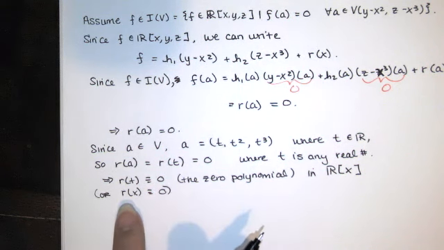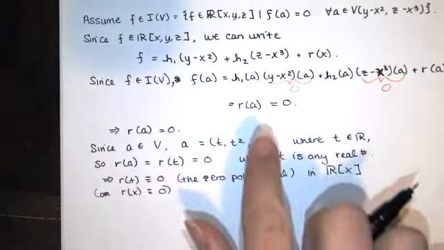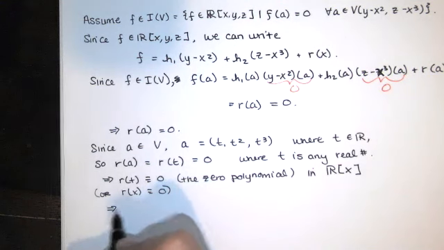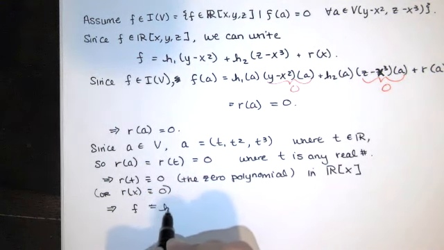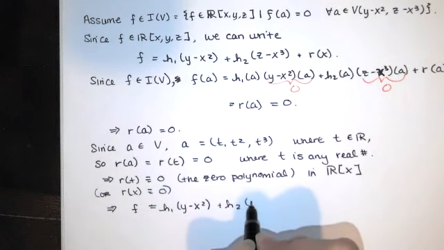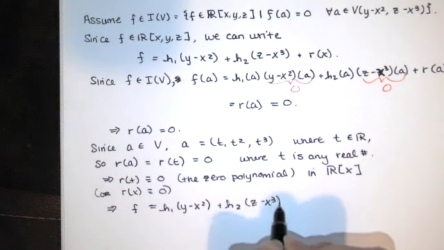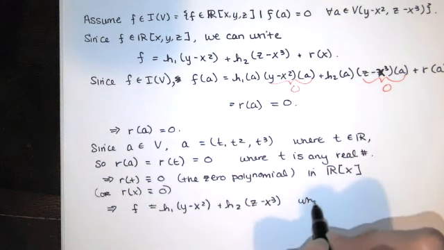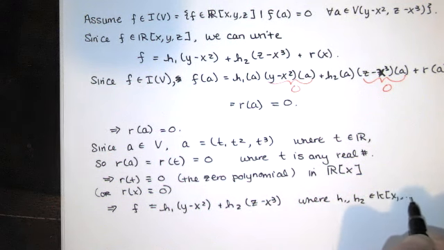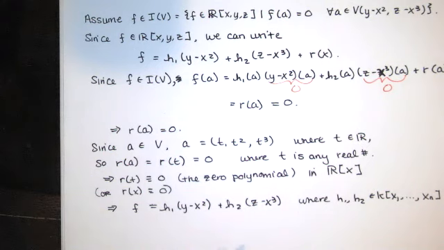So if r is equal to the zero polynomial, then we have f must be equal to this. And that's the definition of belonging to the ideal generated by the polynomial functions y minus x squared and z minus x cubed.